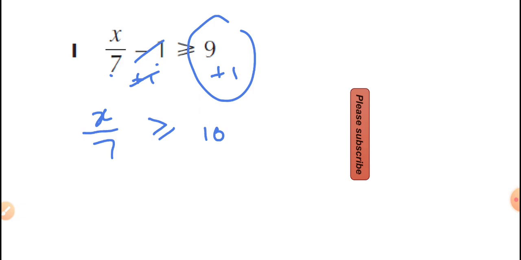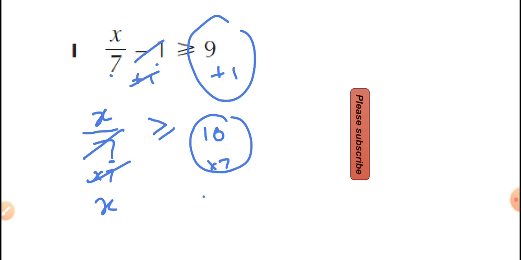Now to get the x on its own, I have to get rid of the divide by 7. So that means I have times by 7 here, times by 7 here. So now on the left hand side, the divide 7 and times 7 cancel out, leaving just x. On the right hand side, 10 times 7 is 70. So x has to be greater than or equal to 70.